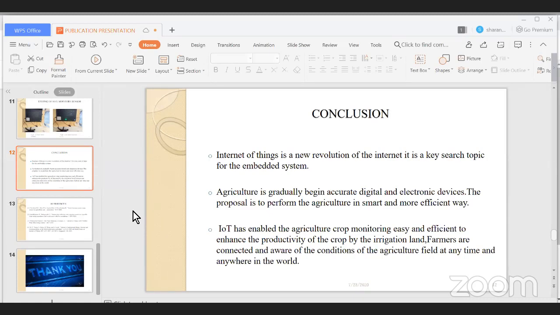The rainwater is collected and stored in tanks equipped with sensors, so that when the water falls below the water content level, an SMS water level alert is sent to the farmers. Then the stored rainwater is given to the agriculture field. Then the different sensors used in agriculture analyze and send data through the ESP32 controller remotely, which is then sent to the Krishi helpline for the crop monitoring system. IoT is enabled for crop monitoring, easy and efficient crop irrigation, land connected and aware of the condition of agriculture anywhere in the world.